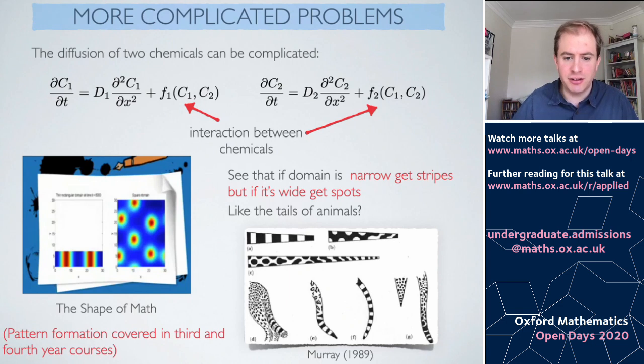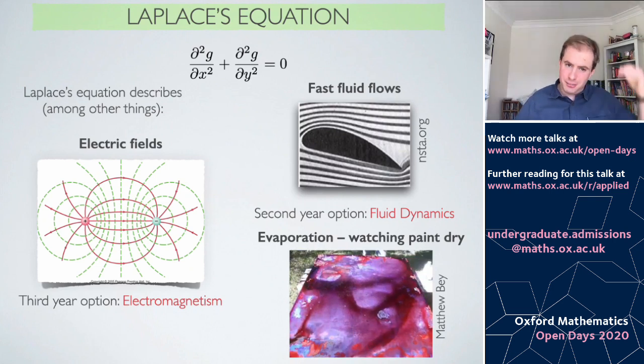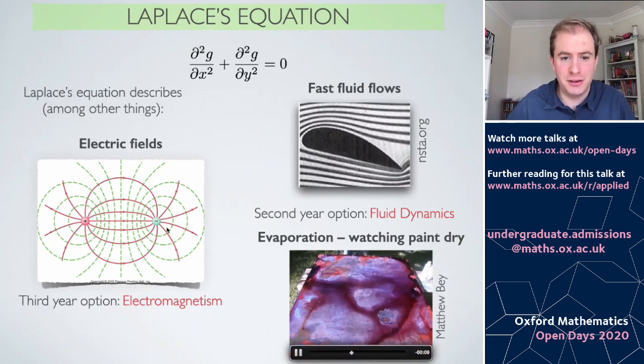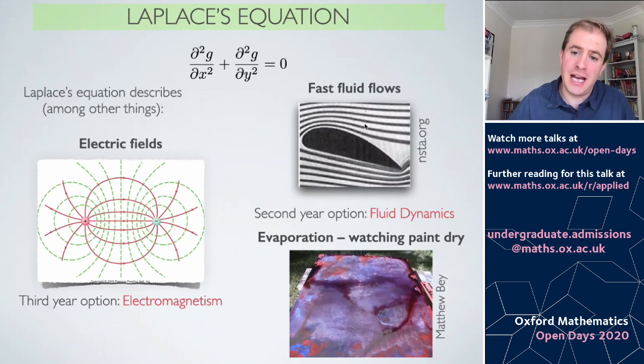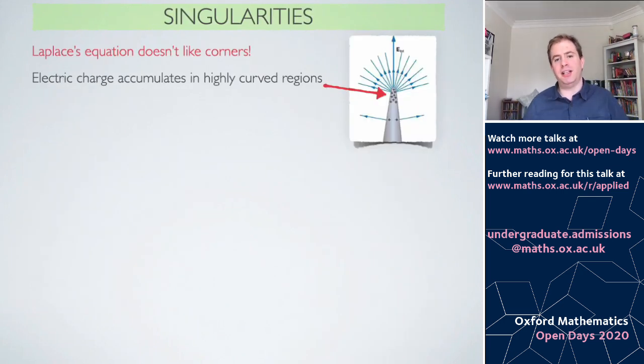This patterning in general is something that's covered in 3rd and 4th year courses on pattern formation and mathematical biology. Okay, so the final equation I want to talk a little bit about is Laplace's equation. And it turns out that Laplace's equation describes a whole bunch of different phenomena. It describes the electric fields between charges, it describes flow of air past aircraft wings, and it also describes how things dry. But the key character of Laplace's equation that I want to bring your attention to is the fact that it really doesn't like corners.